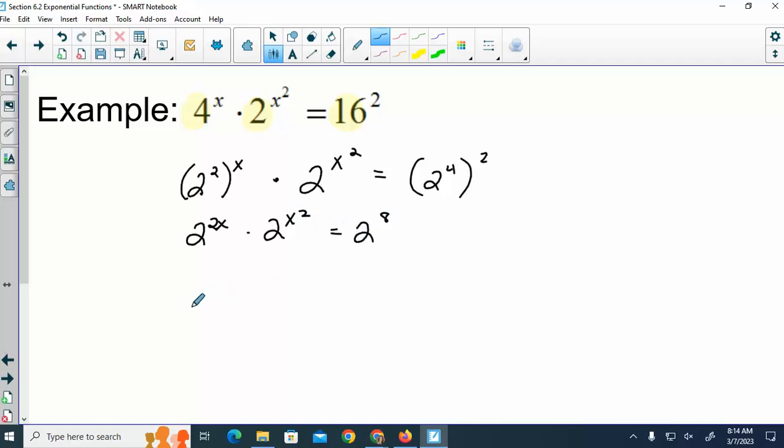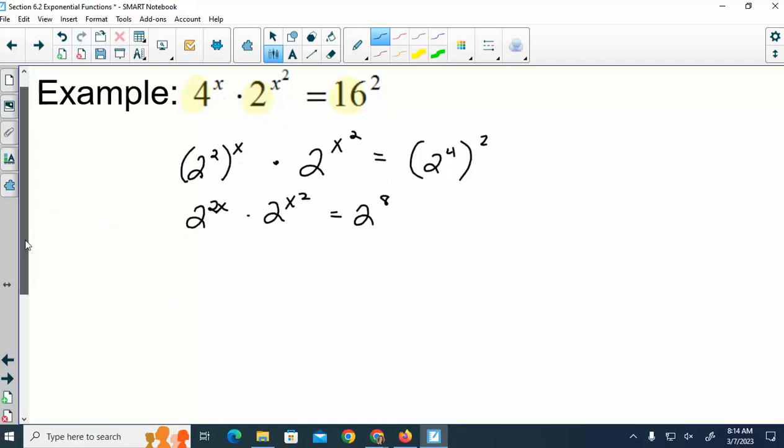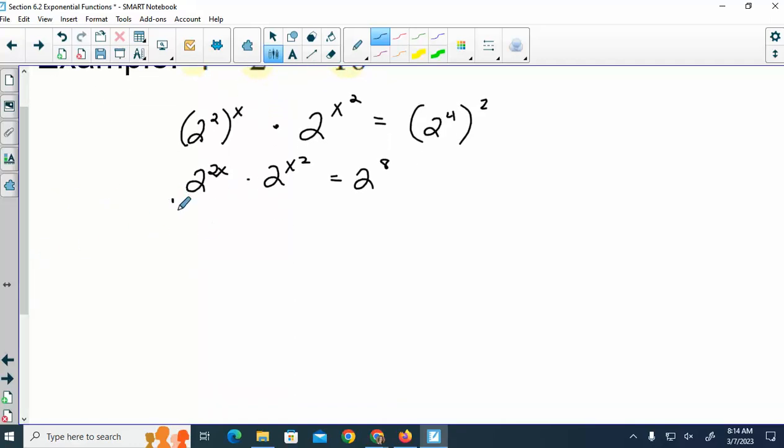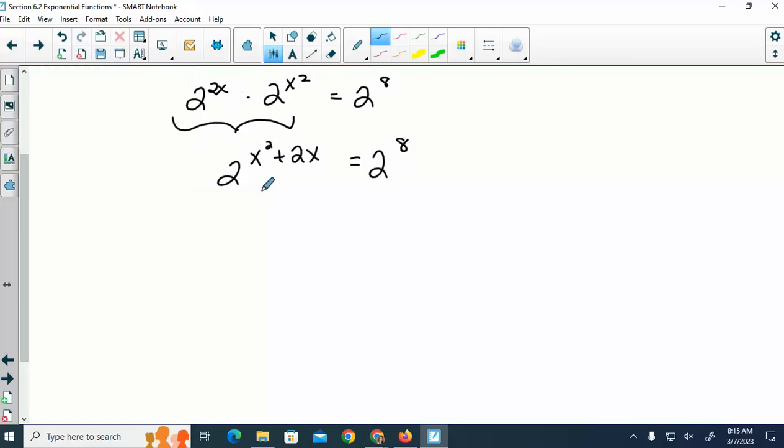Okay, we still can't use our property yet. The property only works if you only have one base on each side. So if I'm multiplying these, good luck. What do we do with their exponents? Add them. So this is 2 to the x squared plus 2x. Now we have the same base on each side, so now we can set the exponents equal to one another.